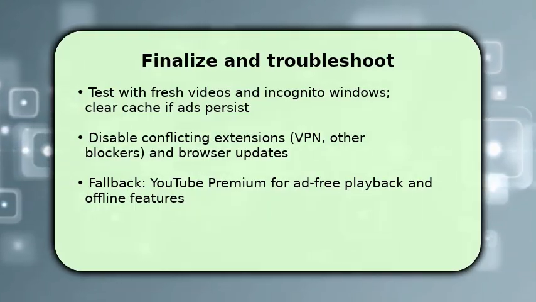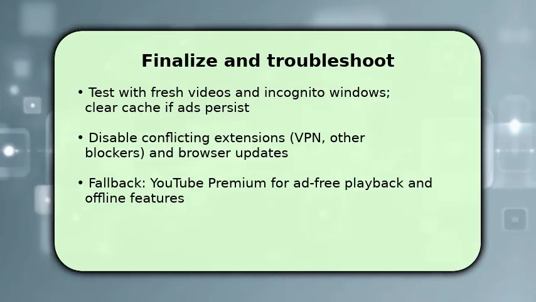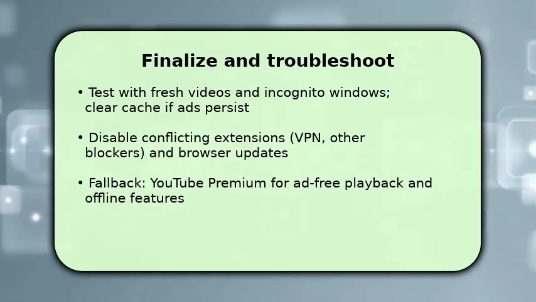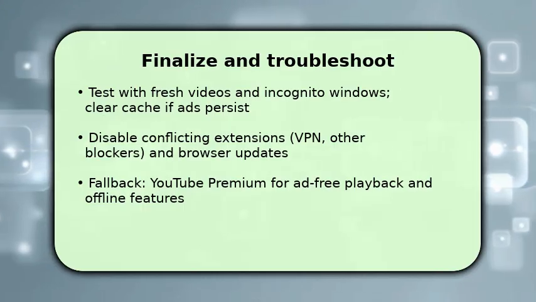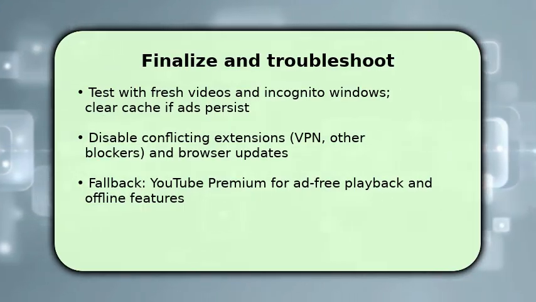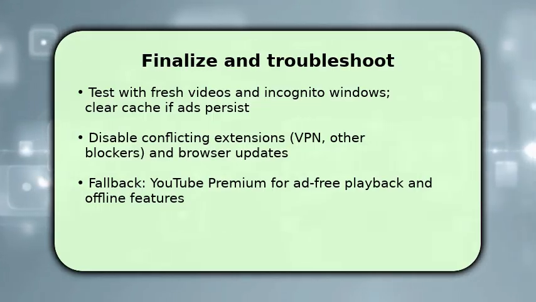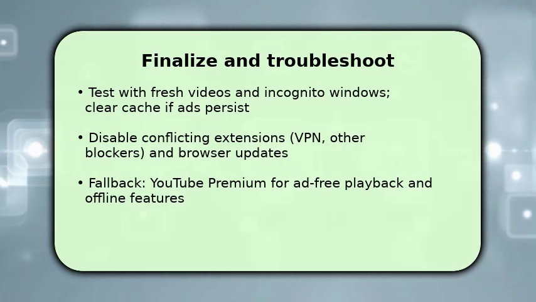If ads continue, disable or remove conflicting extensions like other blockers or aggressive VPNs, and check for browser updates that may have broken filters. If you still see ads, consider YouTube Premium as a reliable fallback for ad-free playback and extra features. Troubleshooting tip: if something breaks, disable your blocker, refresh, then re-enable it to rebuild filters and isolate the issue.